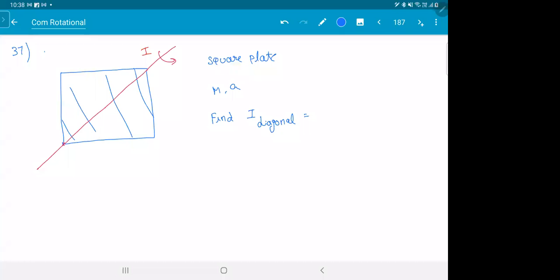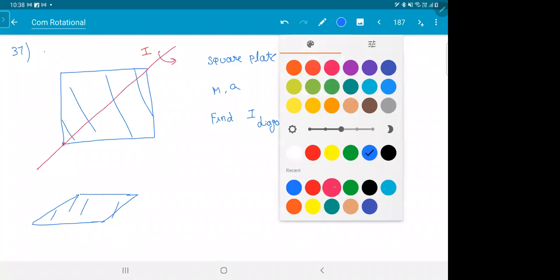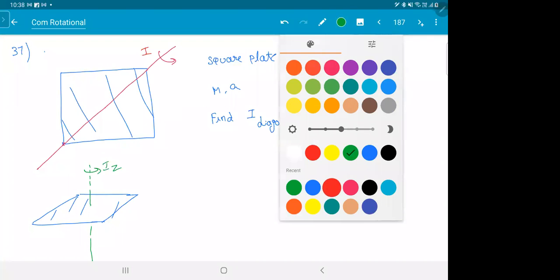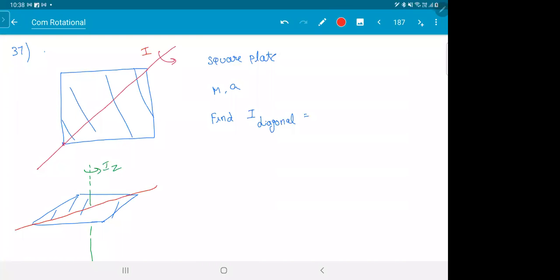Show you. See, you know about the perpendicular axis theorem. Now, without that result, you won't be able to do anything. This is your Iz. This is your Ix. You can take one more perpendicular, the other diagonal. That is Iy.